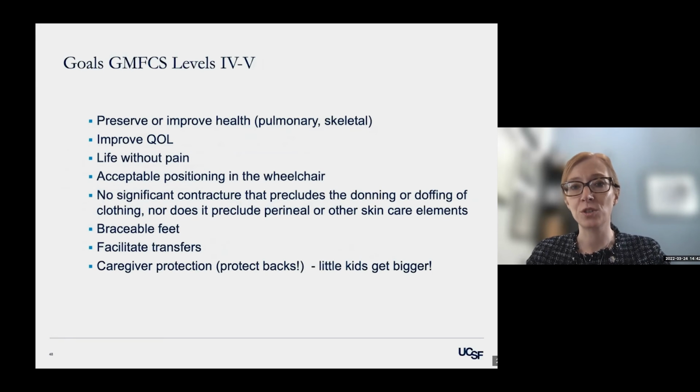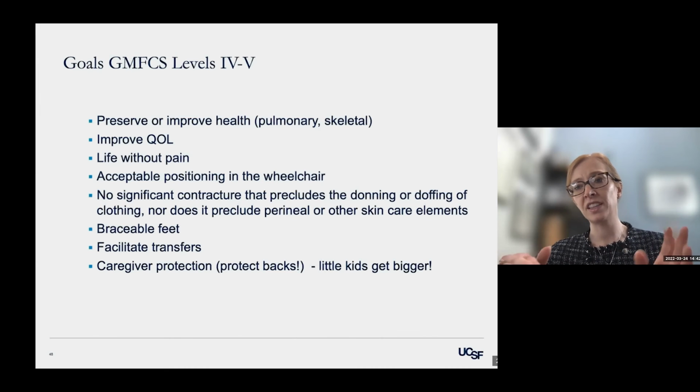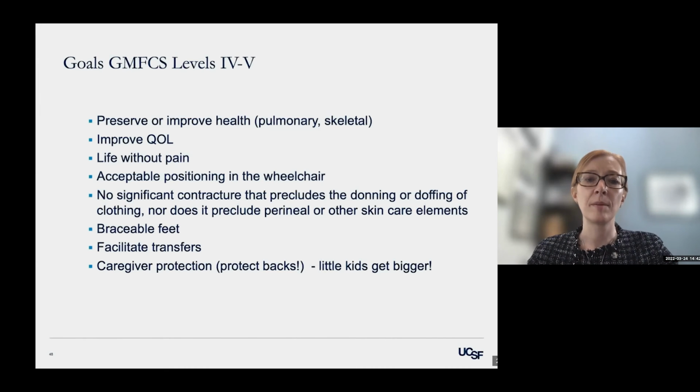And then in terms of goals for a GMFCS level 4 or 5 child, we're really looking at improving health. So particularly improving their pulmonary health, improving their skeletal health, and improving their quality of life, and having life without pain. And we're looking at positioning in the wheelchair, making sure that they don't have a significant pelvic obliquity that might worsen a scoliosis. And we don't want contractures to preclude wearing certain types of clothing, shoes, braces, etc. And also to make sure that kids are able to have appropriate perineal care and diapering.